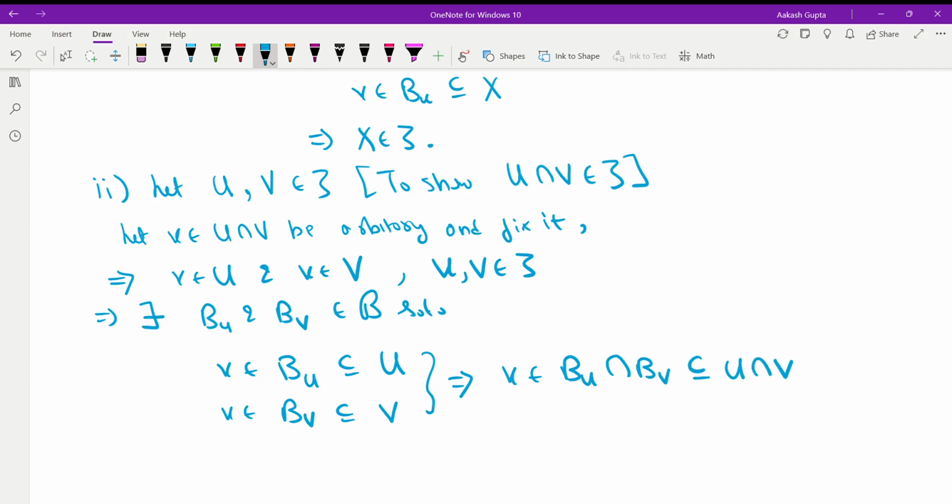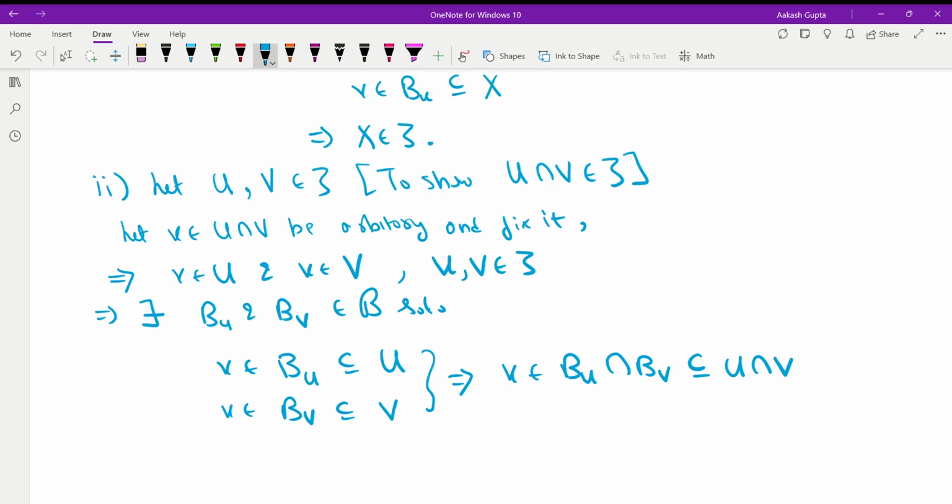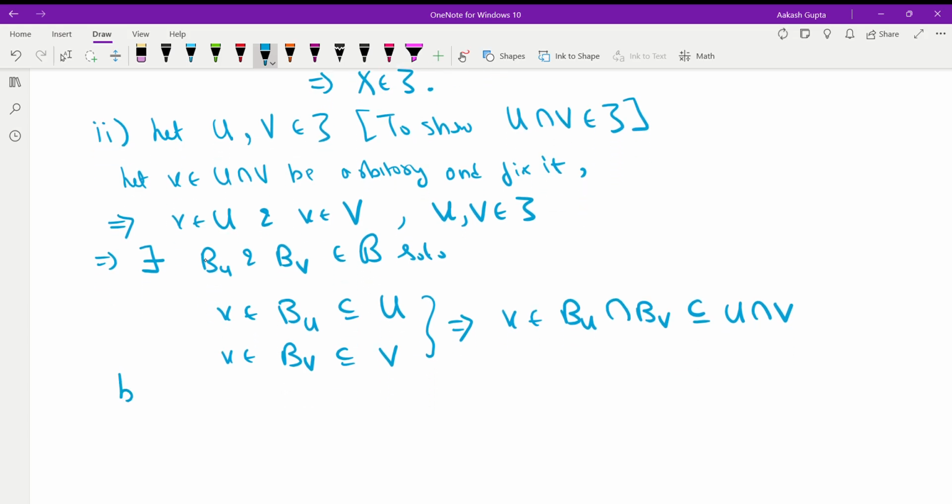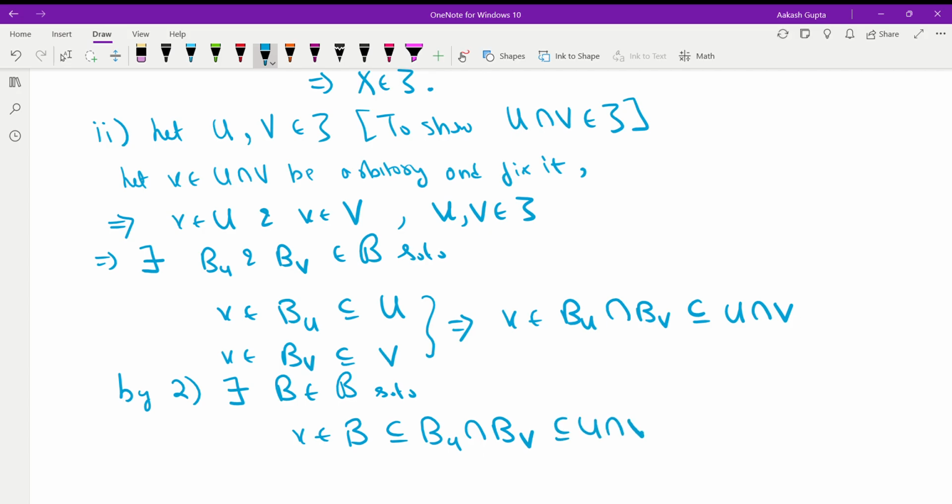I think now you know what I'm going to use. So by second, there exists B3. So what is my B1, B2? My B1 is V suffix U, my B2 is V suffix V, and there would be a third member. So just write it B. So there exists B in script B such that what will happen, guys? X belongs to B, which should be inside BU intersection BV, and this is inside U intersection V.